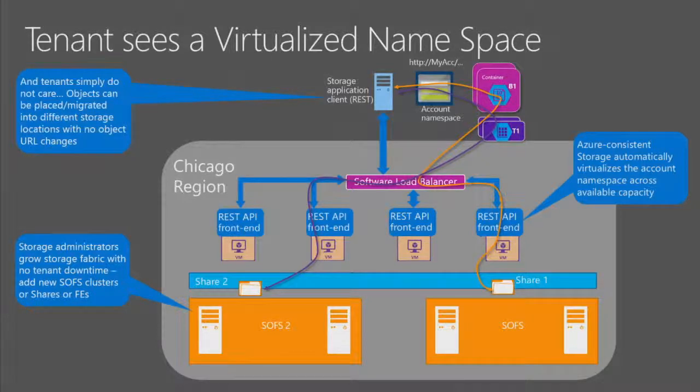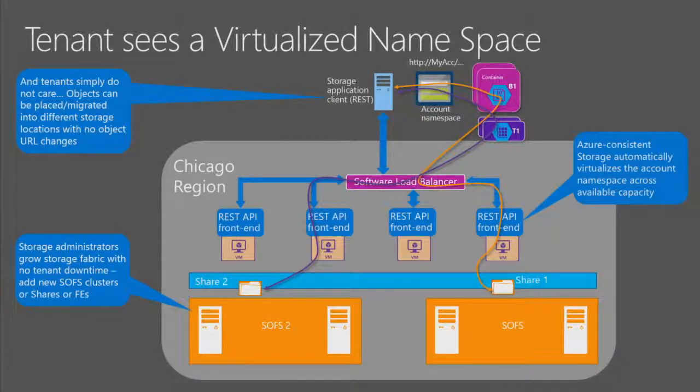And of course, tenants simply do not care. They just continue to use their same HTTP my account namespace for all their object accesses. One of those objects may be coming from this cluster, another one of those objects could be coming from that cluster, right? And there are no URL changes either from a tenant perspective.